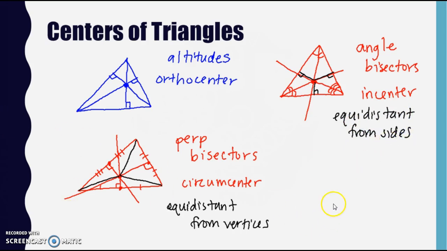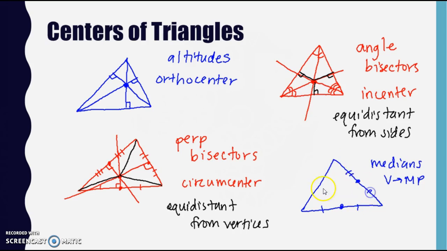And our 4th center is our centroid, and that is where the medians intersect. And the medians connect vertex to midpoint of the opposite side. So all of these are going to be the same. And I'm just going to go vertex to midpoint. All right, and that is our centroid.